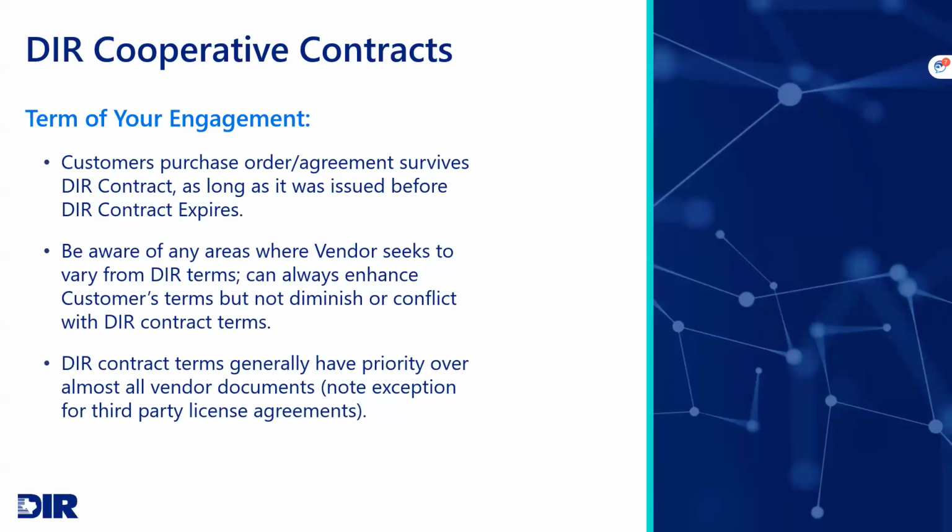Also, be aware that our contract documents have priority over almost all vendor documents. Now, note there are some exceptions for things like third-party licensing agreements. Sometimes you need to sign those to buy the products that you're needing. Or maybe it's just an order acknowledgement form that you're being asked to sign. But if you're seeing that the vendor is varying from our terms and conditions, or you're being asked to sign something by a vendor and you're not sure if you should sign it or not, feel free to reach out to the DIR contract manager for that vendor contract, or reach out to us.